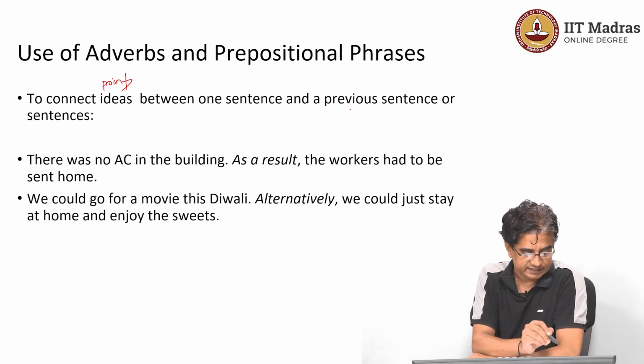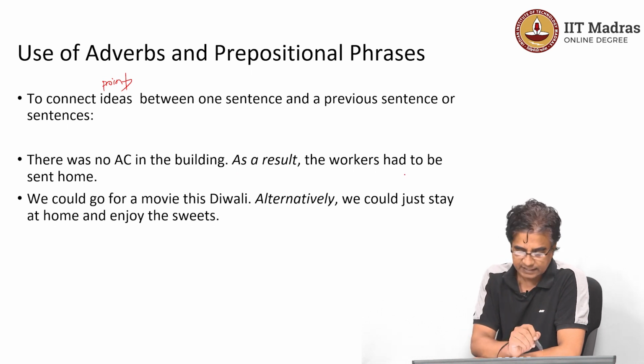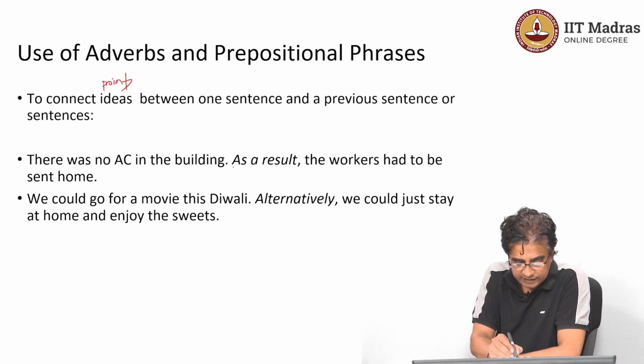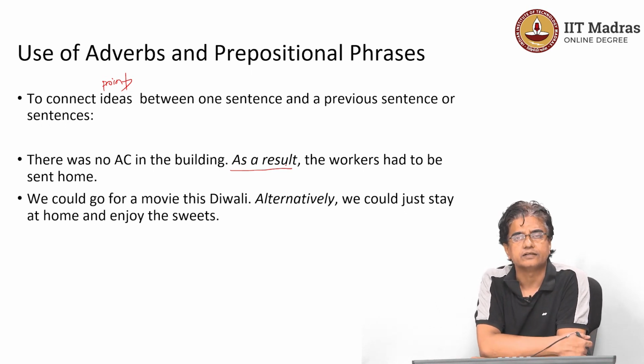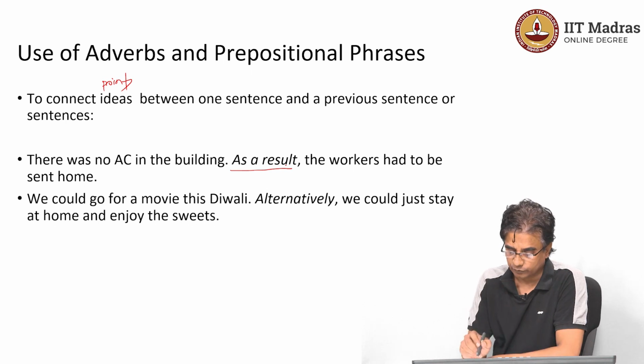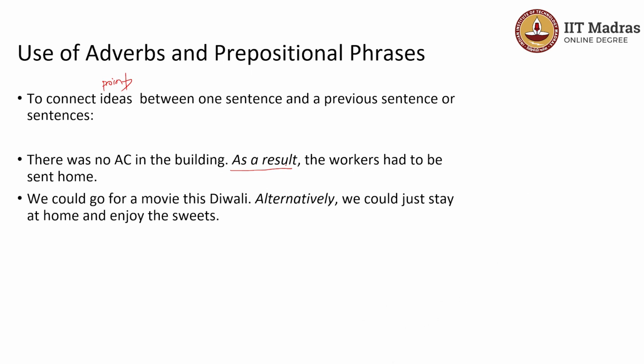So if you look at this example: there was no AC in the building. As a result, the workers had to be sent home. So this marker, as a result, connects the two sentences. There was no AC in the building. This is one point. The workers had to be sent home. This is another point. You put them together, it still makes sense, and we can infer the connection that because there was no AC in the building, the workers had to be sent home.